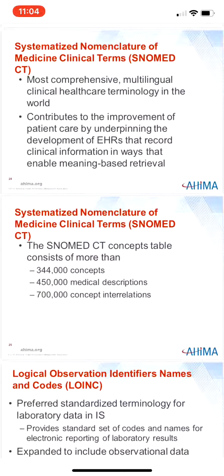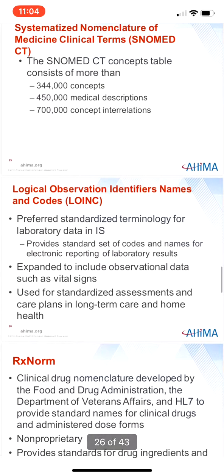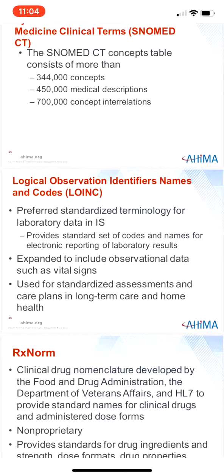All right, moving over to our next system, which is going to be LOINC. LOINC is also one you should remember. Logical Observation Identifier Names and Codes, or LOINC, is the preferred standardized terminology for laboratory data and information systems, and provides a standard set of codes and names for the electronic reporting of laboratory results. It was created in 1994 to assist in the electronic transmission of laboratory data between laboratories, care providers, and third-party payers. LOINC has expanded to include observational data such as vital signs, and is also used for standardized assessments and care plans in long-term care and home health.